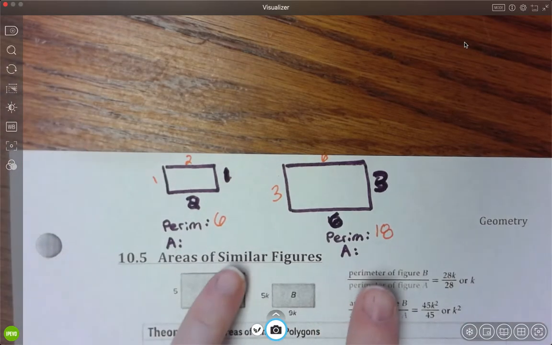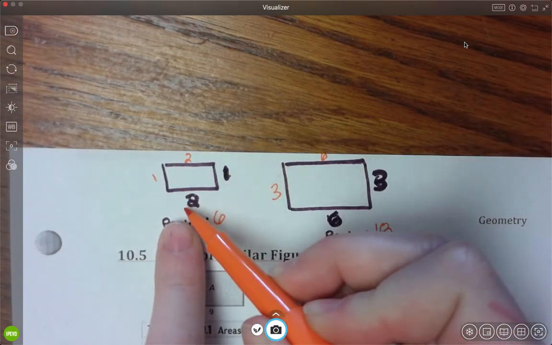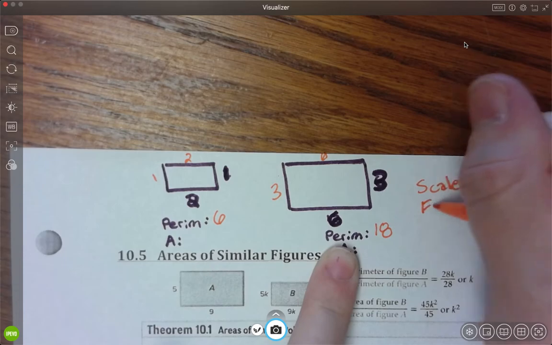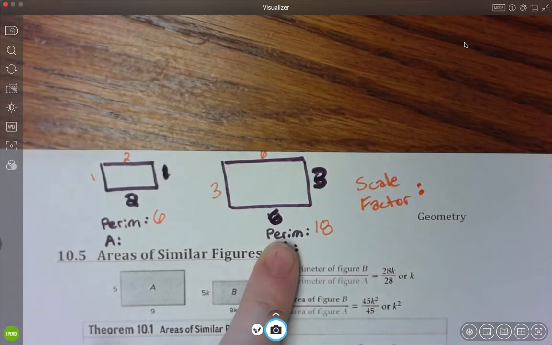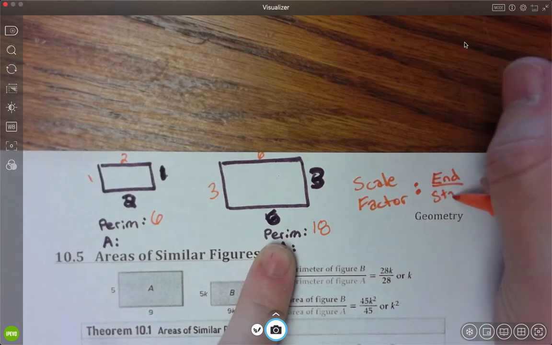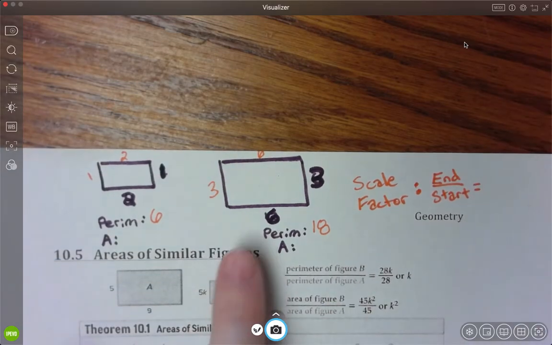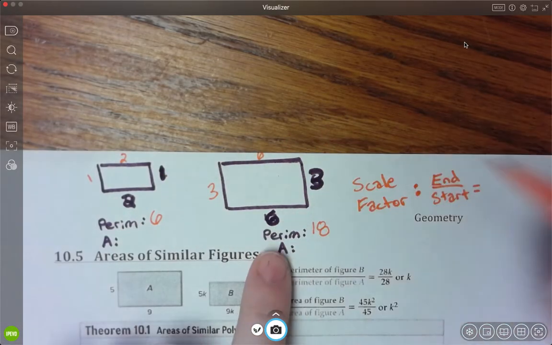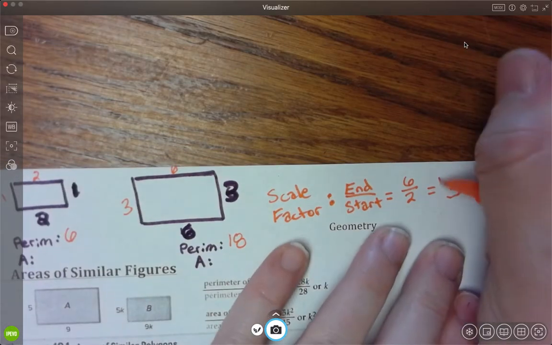So let's look at how this perimeter works. If I start with this figure and go to this figure, we find a scale factor, which we did in chapter 7, I think. Your scale factor is what you end with divided by what you start with. Basically, how big am I scaling it up to be? What am I multiplying it by? It's easy to see that 2 times 3 will give me 6, and 1 times 3 will give me 3. The reason is that 6 divided by 2 is a scale factor of 3.